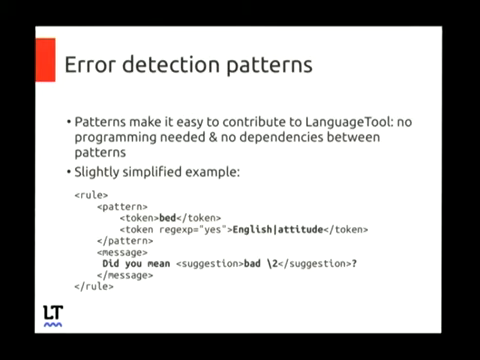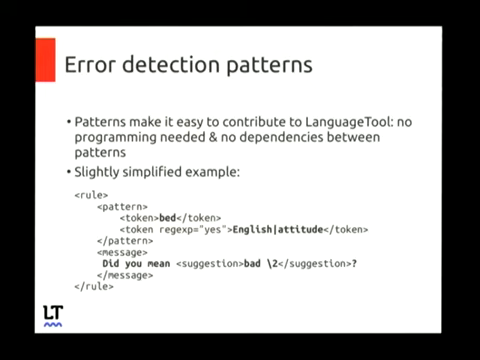Here's a slightly simplified example of a rule. A rule always consists of two parts. The first part is the pattern itself. First I should say that error detection patterns, we internally call them rules. So a rule consists of those two parts, the pattern itself and a message that is displayed to the user when that pattern is found in a sentence. And the pattern again is just a sequence, in the simplest case it's just a sequence of words.